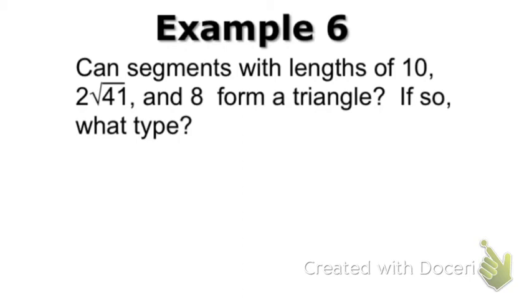Okay. Can segments with lengths 10, 2 times the square root of 41, and 8 form a triangle? If so, what type? So this is the same type of question we just had, right? What's different, though? There's a square root. Can we tell which one of these is the biggest side, the medium side, and the small side? We have to figure out what 2 times the square root of 41 is.